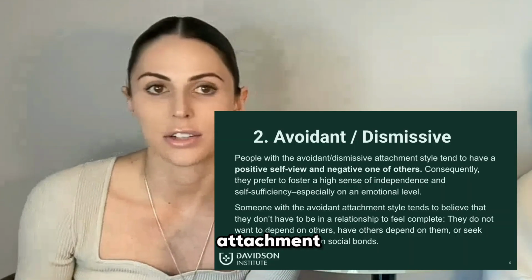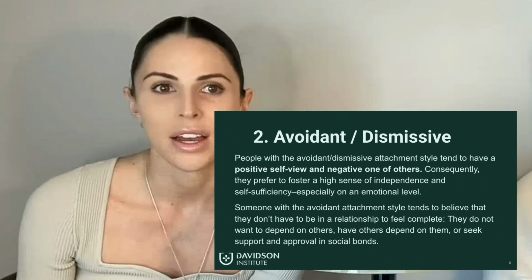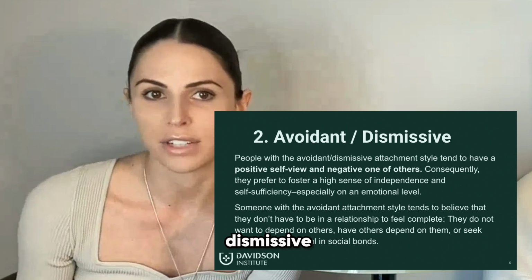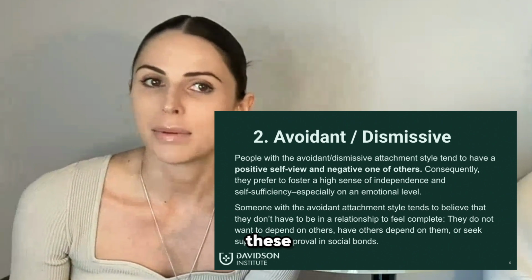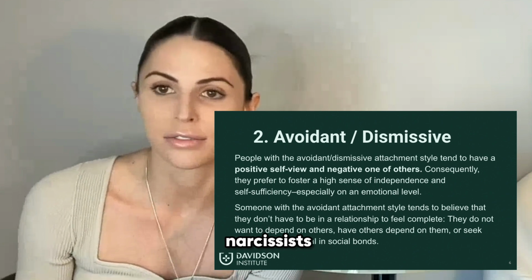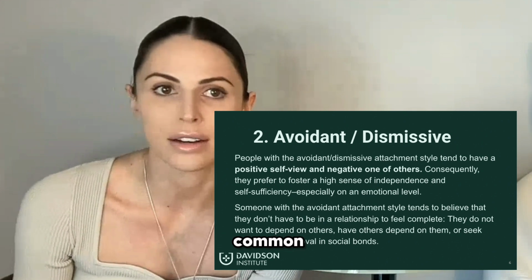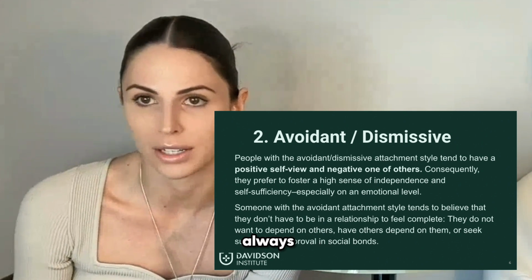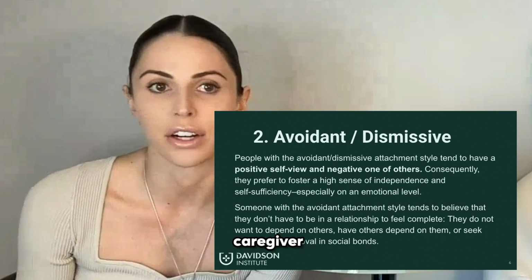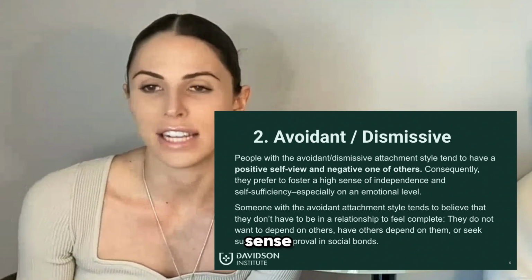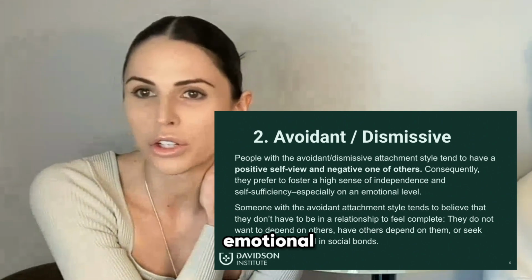So the second attachment style is avoidant dismissive, also commonly referred to as DA, dismissive avoidant. People with this avoidant or dismissive attachment style tend to have a positive self-view and a negative view of others. These people can be classified as narcissists frequently, which is a pathologizing term that is pretty common in this attachment style, which isn't always necessarily fair because these are people that have been hurt in their relationship to their caregiver. So they prefer to have a high sense of independence and self-sufficiency, especially on an emotional level.